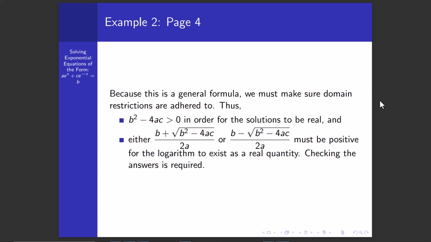Because this is a general formula, we have to make sure that the domain restrictions are adhered to. So b squared minus 4ac has to be positive. That's the discriminant. The discriminant has to be positive in order for the solutions to be real. And either b plus the square root of b squared minus 4ac, all of that divided by 2a, or b minus the square root of b squared minus 4ac, all of that divided by 2a, must be a positive value for the logarithm to exist as a real quantity. Therefore, checking the answers is going to be required.